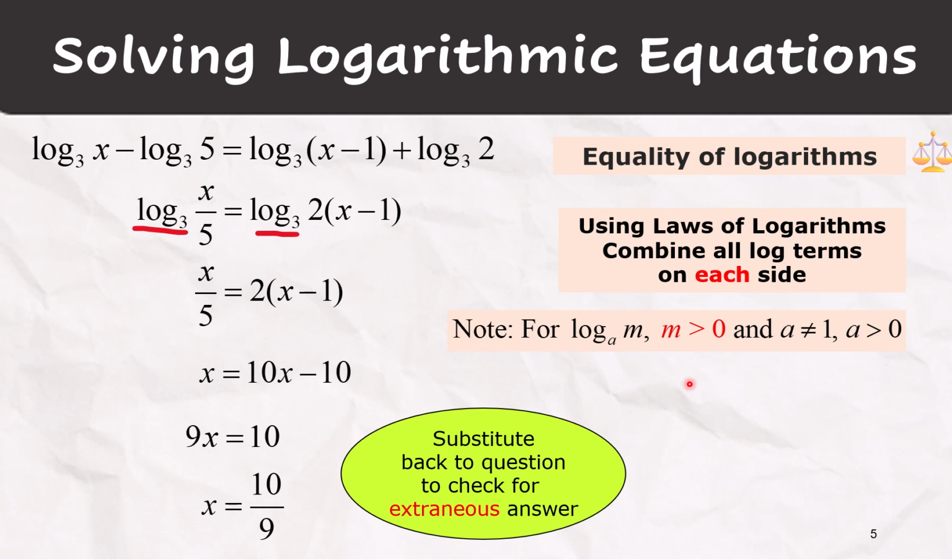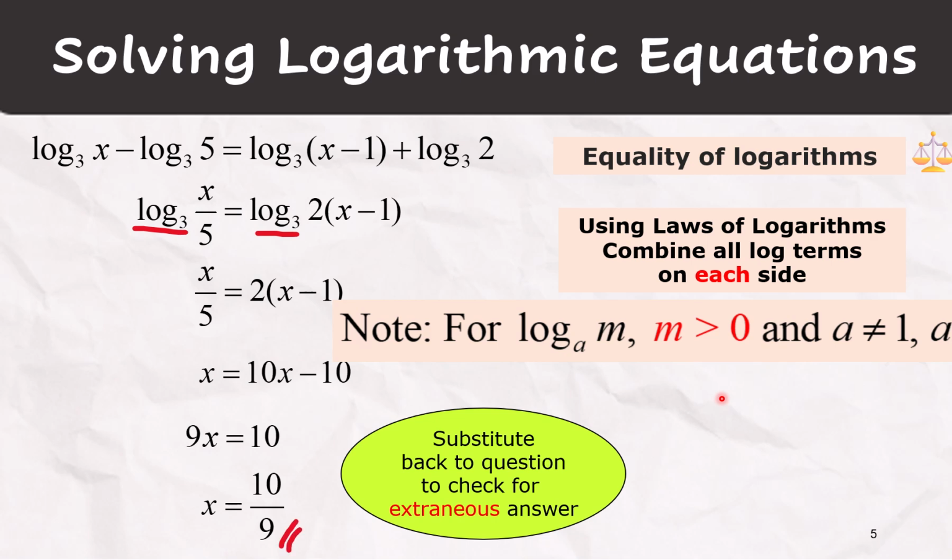So I need to make sure that with this value of x equals 10 over 9, I sub into the log function. I know that this value is positive, so no issue. Then I look into the next log function. This is x minus 1. If I substitute 10 over 9 minus 1, this will give me 1 over 9, which is also a positive value. So since the condition is fulfilled, I can conclude that x equals 10 over 9 is the answer.